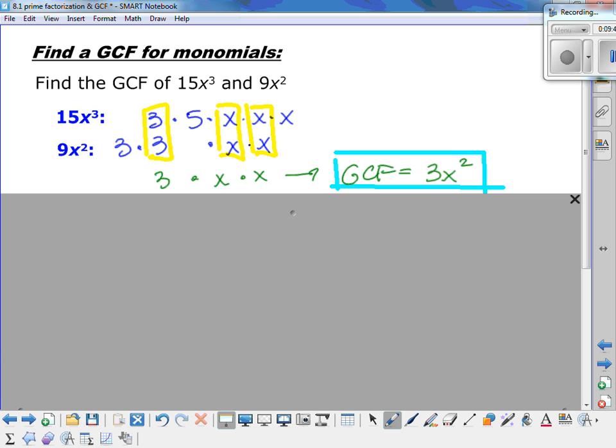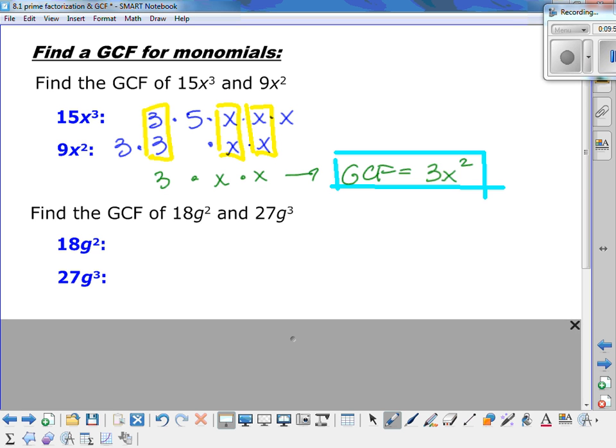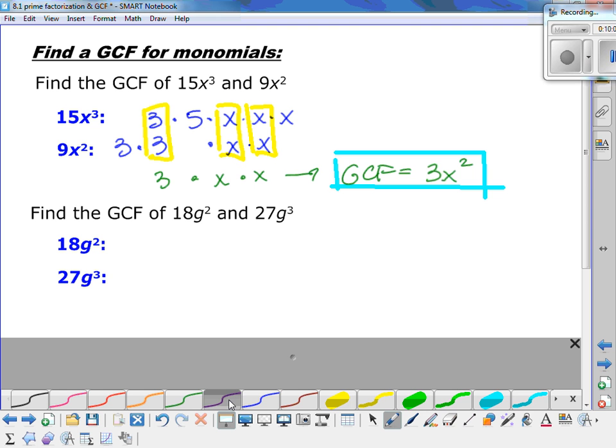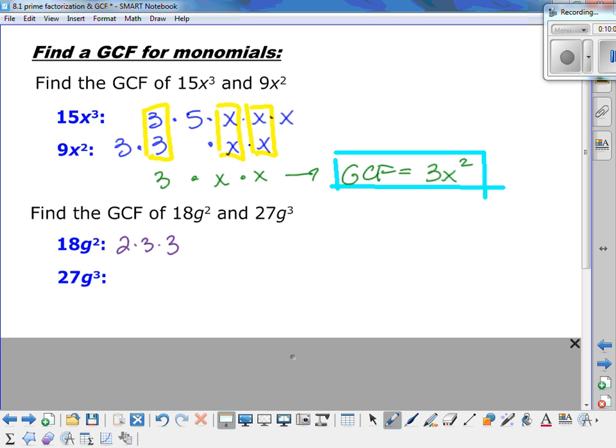Okay, so let's do another one. All right, now I've got 18g squared and 27g cubed. So if I break down 18, that's 9 times 2, right? Which is 2 times 3 times 3. And then I have 2 g's. Then for 27, that's 3 times 3 times 3. And then there's 3 g's also.